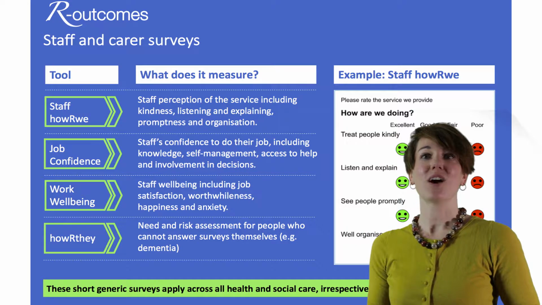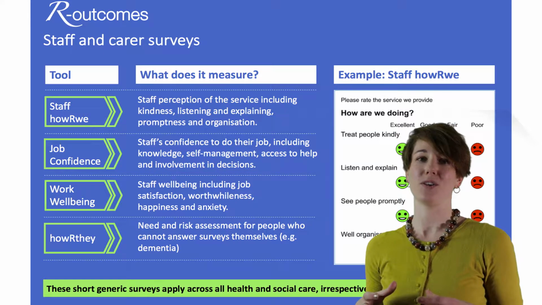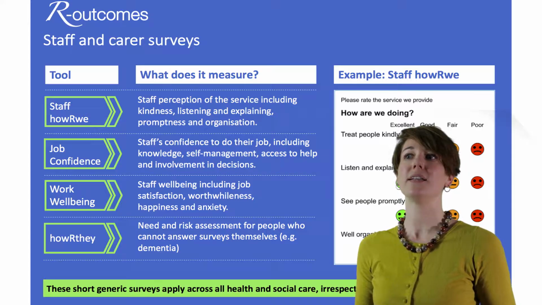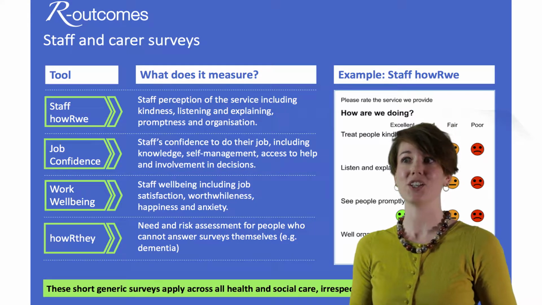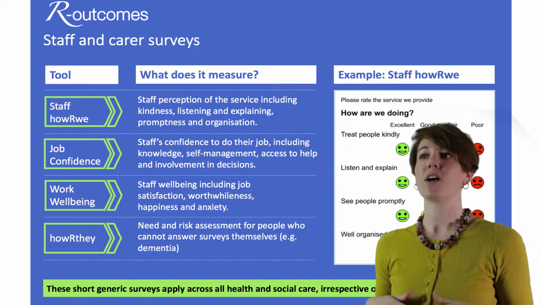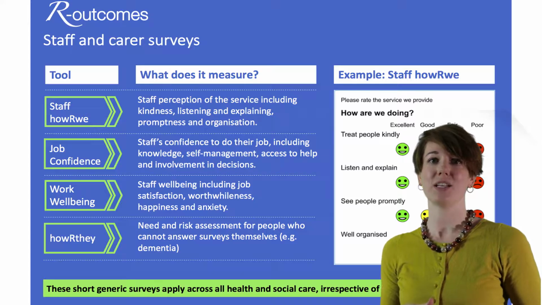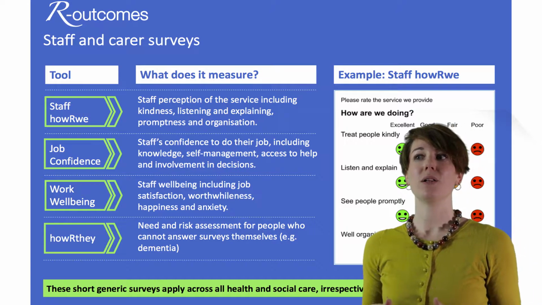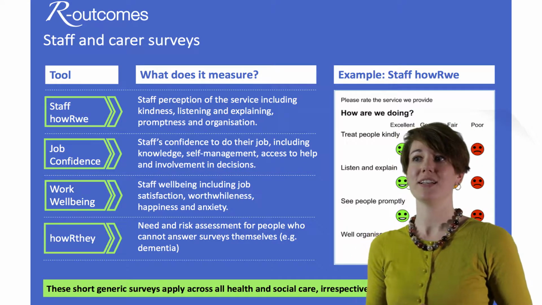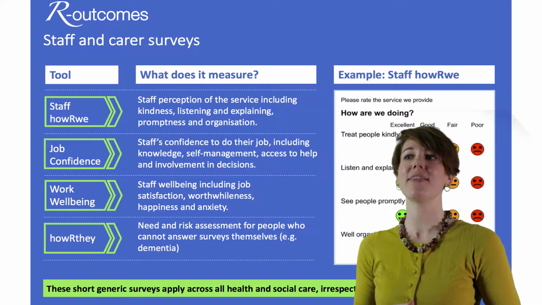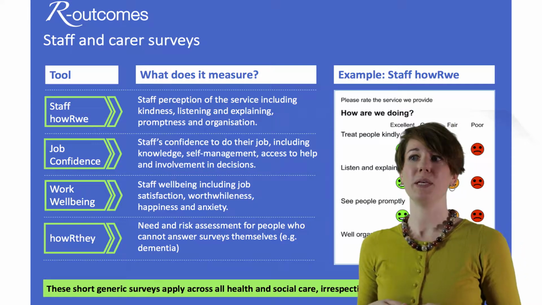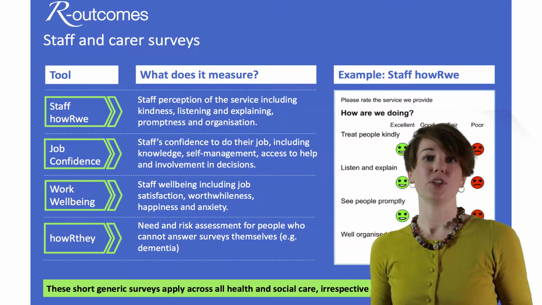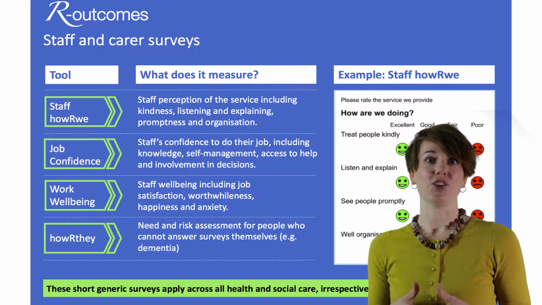We also have a staff and carers survey, and again there are 4 tools that sit within this. There's the staff how are we, which measures the staff perception of the service, including kindness, listening and explaining, and promptness and organisation. Job confidence, which looks at staff's confidence to do their job, including knowledge, self-management and access to help, and involvement in decisions. Work wellbeing, that looks at staff well-being, including job satisfaction, worthwhileness, happiness and anxiety. And how are they? This is a need and risk assessment for people who are unable to answer the survey questions themselves. So for example, if a patient or service user has high levels of dementia.